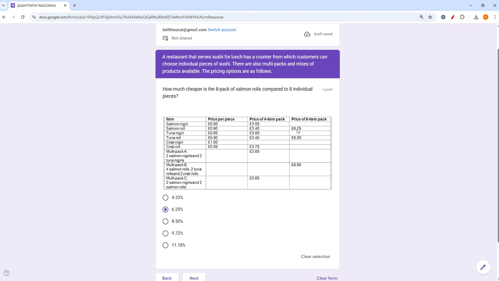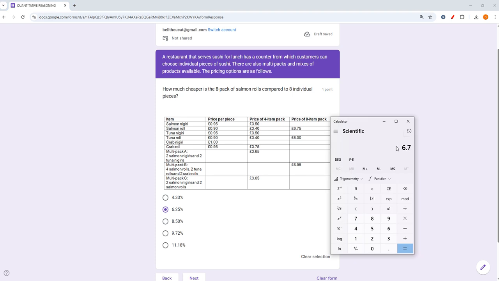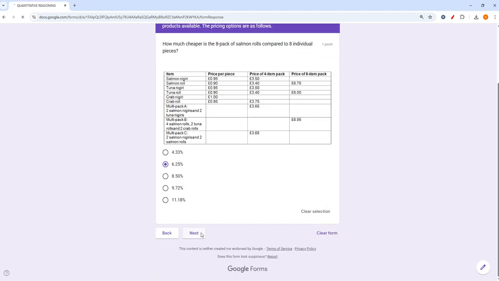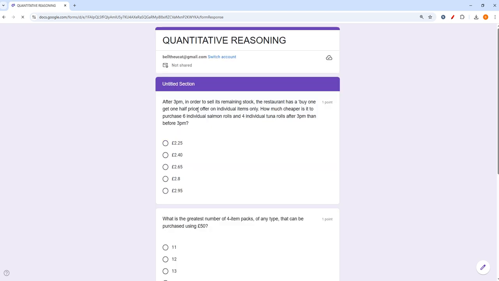So we did 6.75 divided by 7.2 for the 8 individual, which was 7.2, right? Whatever value we get, we take away from 1. There you go, minus 1. 6.25, that's the option. Ready? Moving on. Next question.